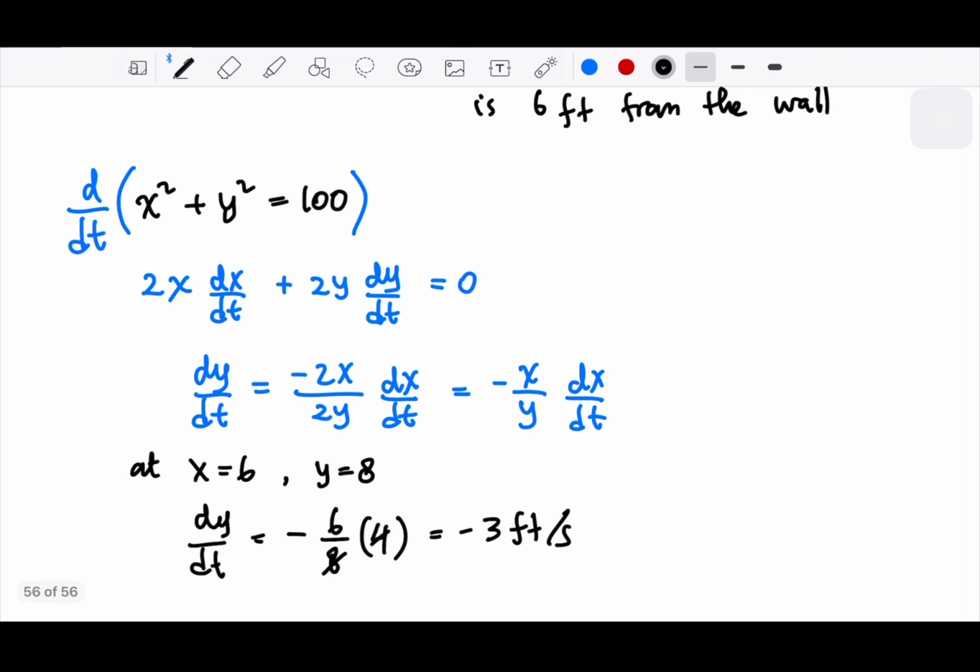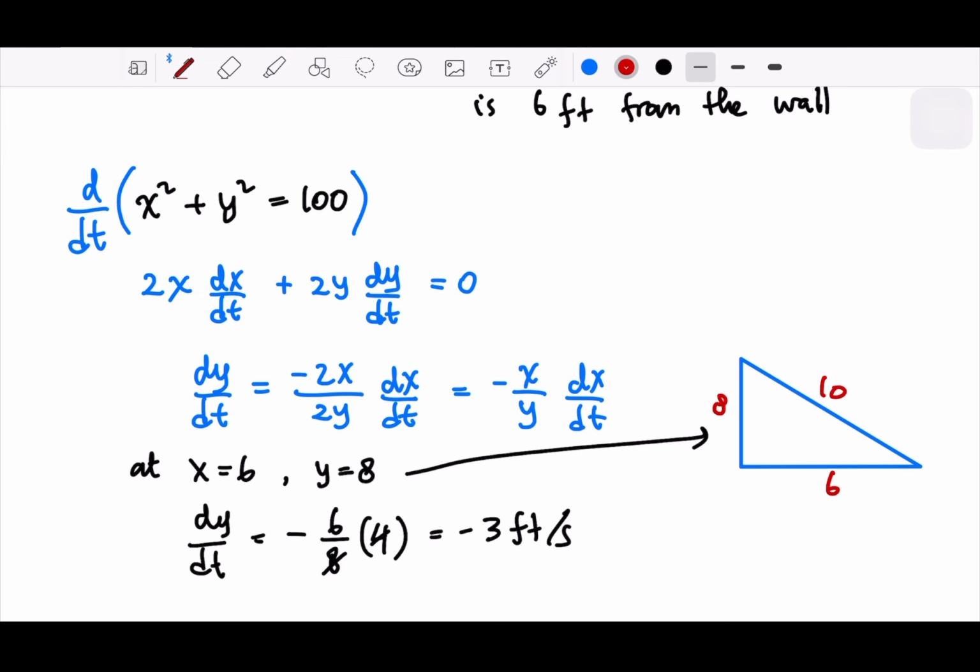If x equals 6, how does y equal 8? It's from the triangle that I mentioned before: if this 10 is a constant, then when this is 6, this is 8. Well, this should be longer.